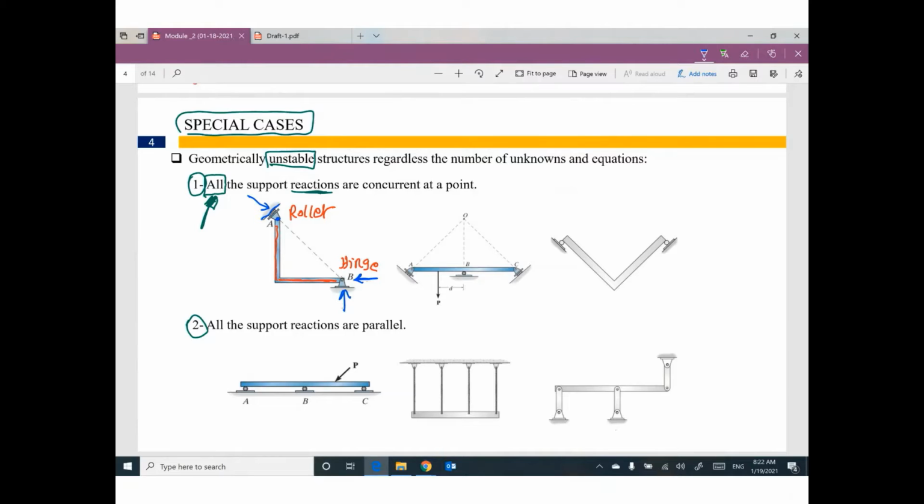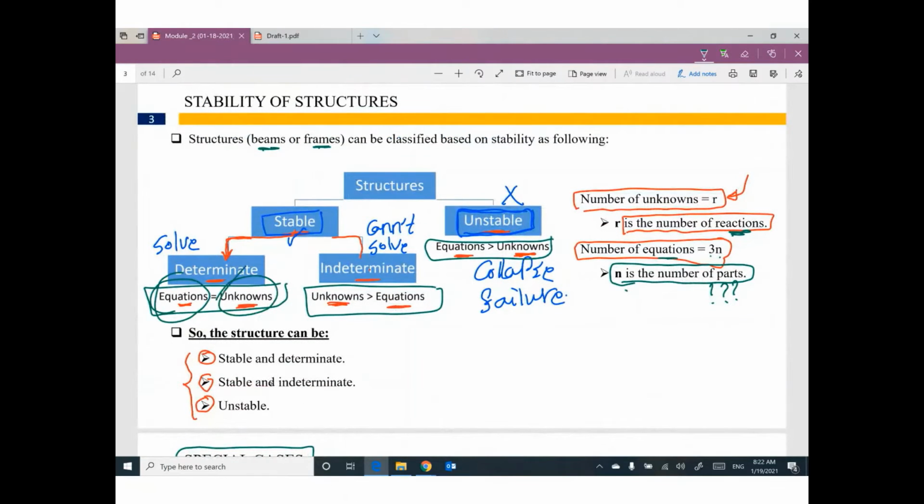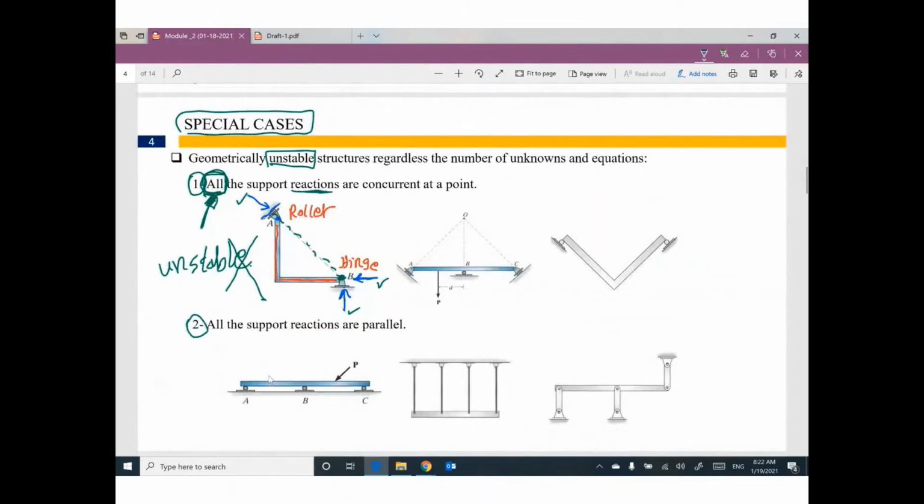So how many reactions total? We have 3. All of them, this one, and this one, and this one, intersect at this point. If you extend this direction, and this one, and this one, all of them are concurrent at a point. That means this structure is unstable. Without thinking about the relationship between equations and unknowns, I don't care, because this structure is a special case.